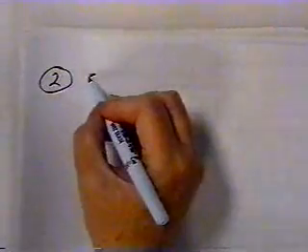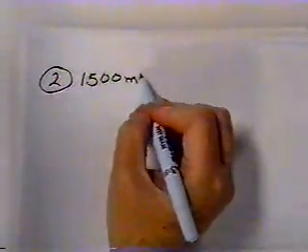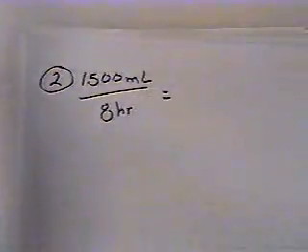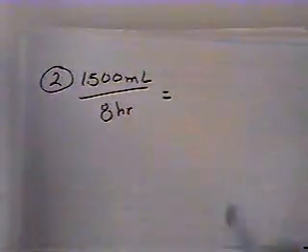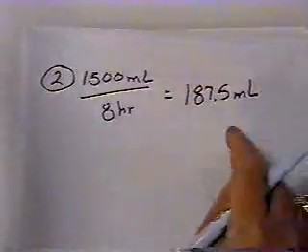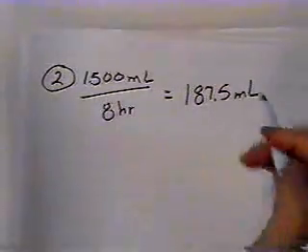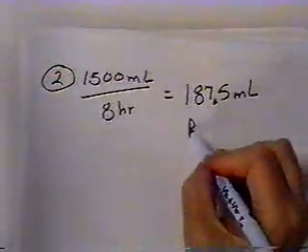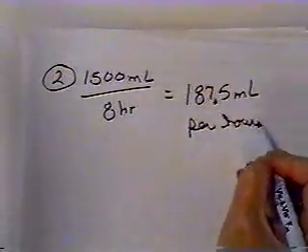Problem number 2. Give 1,500 milliliters in 8 hours. So the first part takes the milliliters divided by the hours. And remember, on milliliters, you can keep a tenth, so leave it 187.5 milliliters per hour.